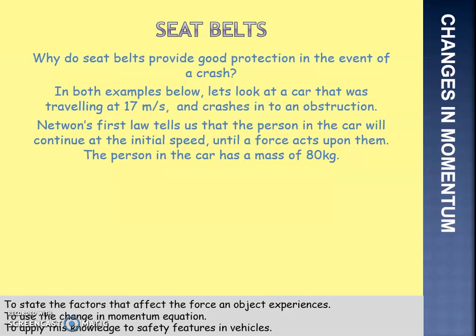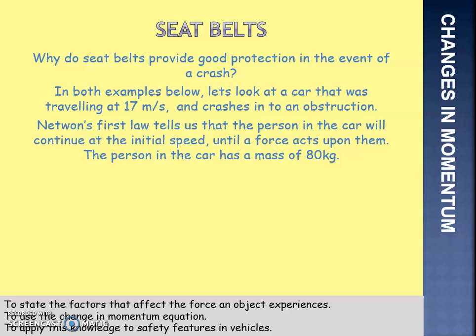Okay, so let's have a look at some safety features in vehicles. So why do seatbelts provide good protection in the event of a crash? So in both the examples we're going to look at a car that was travelling at 17 meters per second and crashes into an obstruction, coming to rest straight away. Now Newton's first law tells us that even though the car has stopped, the person in the car will continue to move at that same speed, 17 meters per second, which is around 40 miles an hour, and they'll carry on moving at that speed until a force acts upon them.